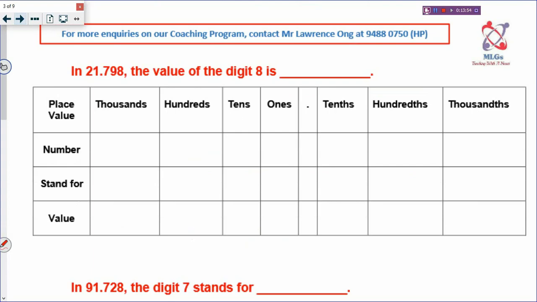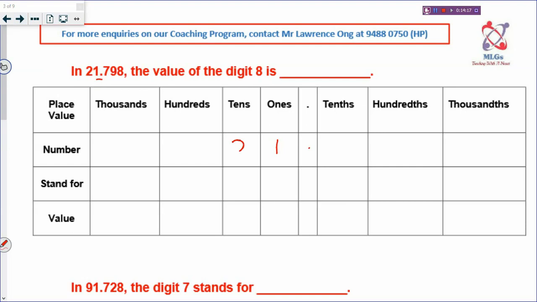Okay, now in 21.798, the value of the digit 8 is what? Well, if you're confused, don't worry. Like what I mentioned just now, look at the digits in front of the decimal point. What is the digit just in front? Which is the 1. Can you see the 1? So that is your ones place. The digit in front of the decimal point is always your ones.